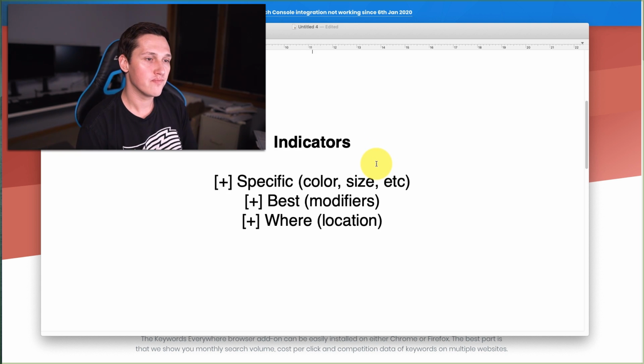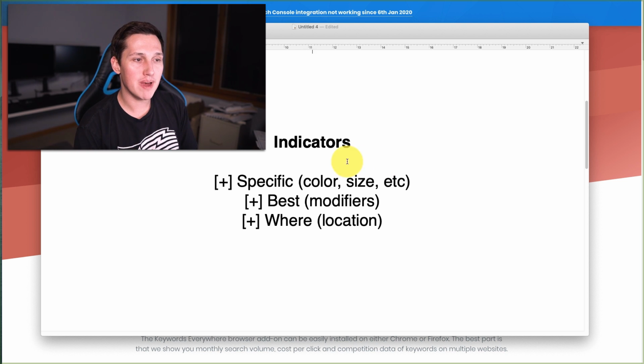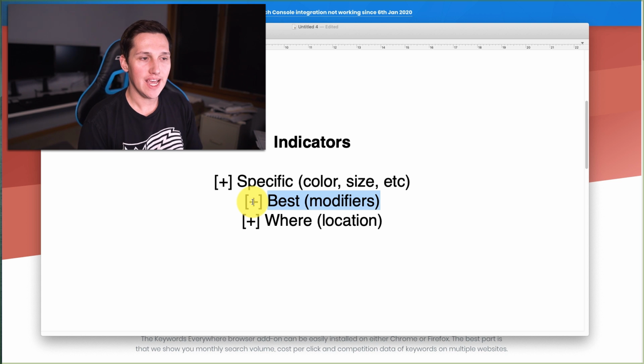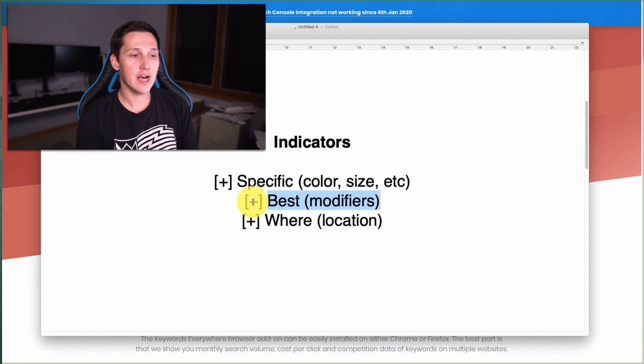Indicators are keywords that mention specifics, like it might mention a color of the item or a size of it or anything like that. A very specific statement in the keyword might insinuate that this is someone who knows what they want and they're looking to make a buying purchase right away. Another indicator that's pretty good is the modifier. The modifier, you see this sometimes like best, or you might find cheapest. Cheapest might not be the best one to go after.